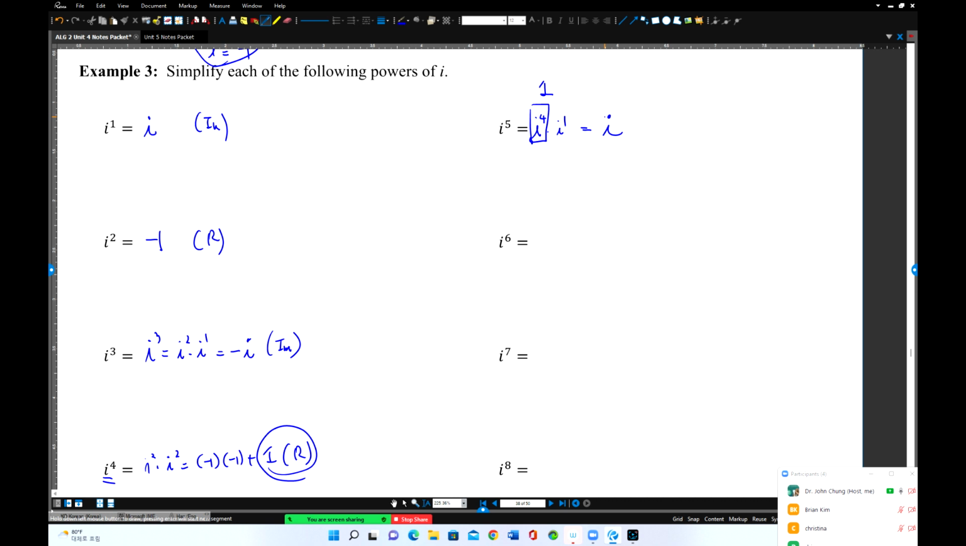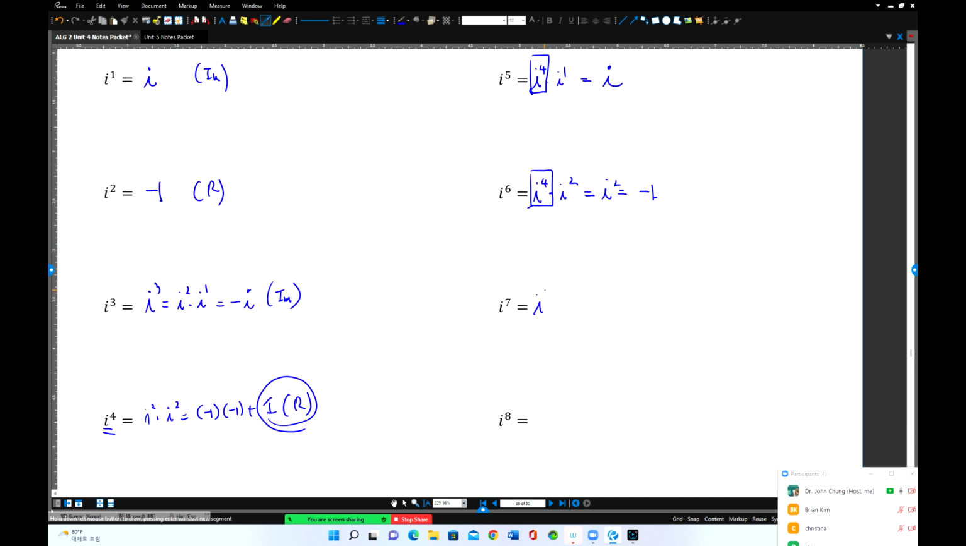i to the 6th power, you still take out 4 over here, because this is always 1, right? So 1 times i squared, because i squared is still negative 1, right? But this is real. i to the 7 equals what? i to the 4 times i to the 3, right? 3 plus 4 is 7. i to the 4 is always 1. So it equals i cubed. i cubed is what? Negative i. i to the 8 is what? i to the 4 times i to the 4, right? 1 and 1 is still 1.